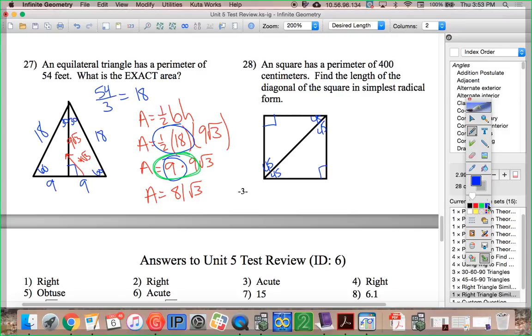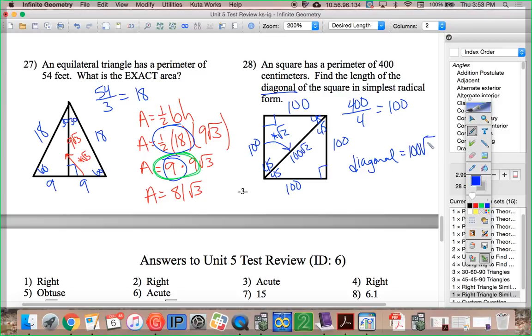And this one's a little bit easier actually. If the perimeter is 400, take that, divide by 4, you get all the sides are 100. But I'm not even asking for area, I'm just asking what is the diagonal, which is the length of this thing right here. So all you have to do is take a side, multiply by radical 2, you get 100 radical 2. So the diagonal is 100 radical 2. And that's it.